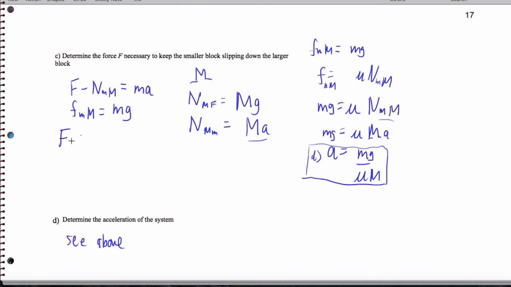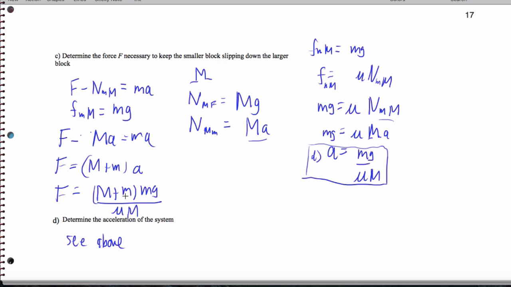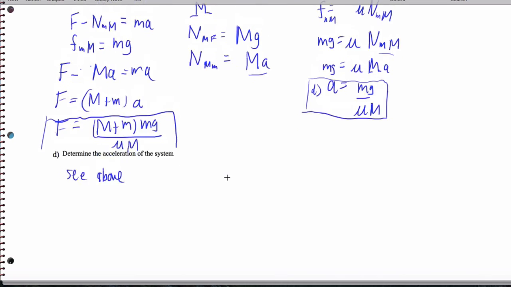But I'm going to use that now to get the contact force. So I have F minus, substitute, big MA equals little ma. So F over, big MA equals little ma, and then F equals big M plus little m times A. And now I can substitute, so I'm going to get that my contact force is going to be M plus M times mg over little mu times m. And that's the F necessary to keep the block from slipping. And it looks like we got part D for free as well.